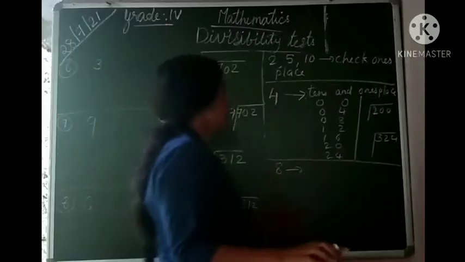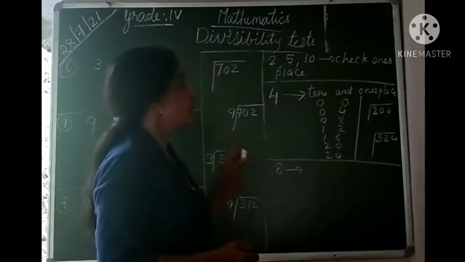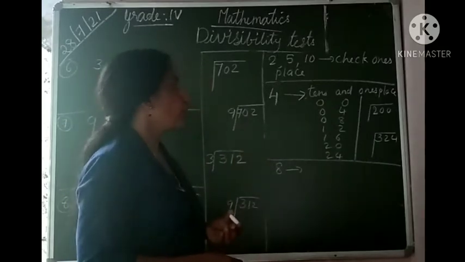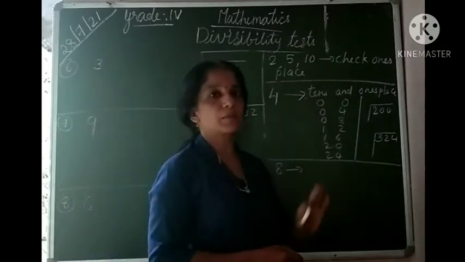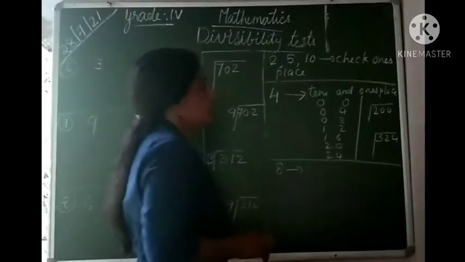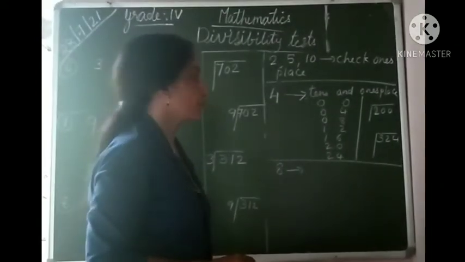Understood? If the numbers are given, you can easily say whether that number is divisible by 2, 5 or 10. Now you understood how we can check whether a number is divisible by 2, 5 and 10. Only by checking the ones place, we can find out. Okay, now we can study how to decide whether a number is divisible by 4.